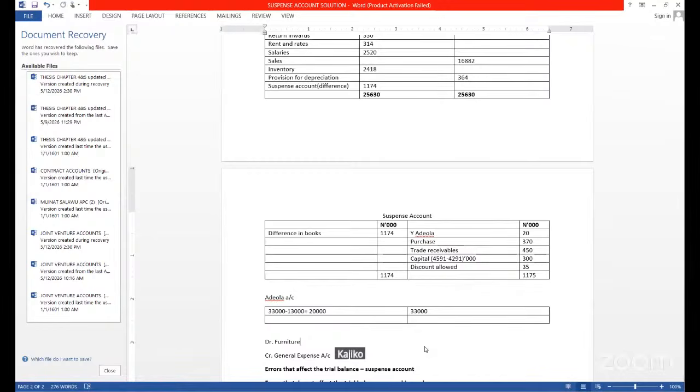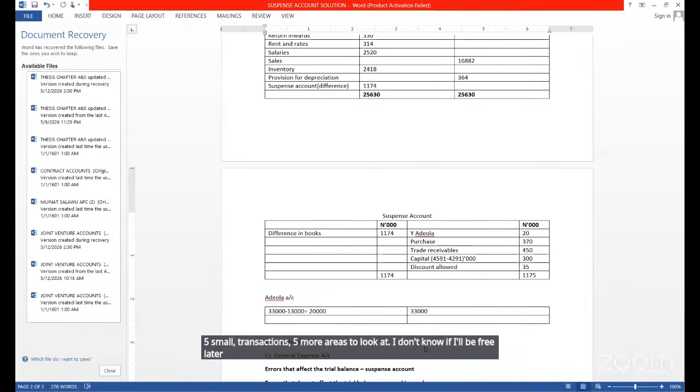So we have about 5 more transactions, 5 more errors to look at. I don't know if I'll be free later this evening.